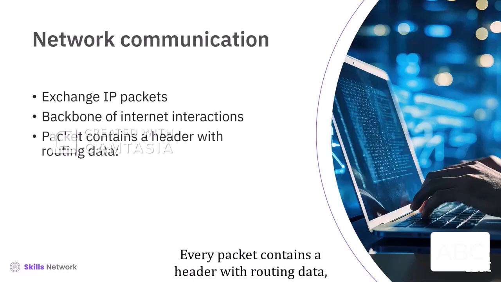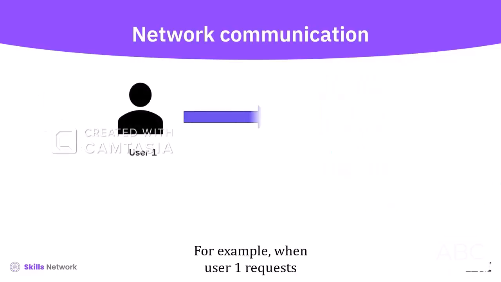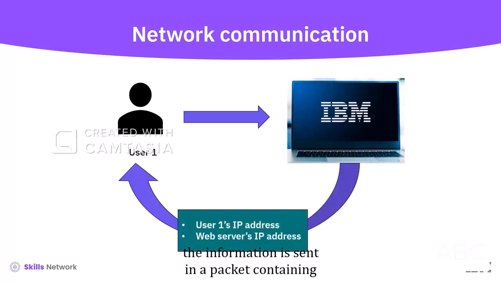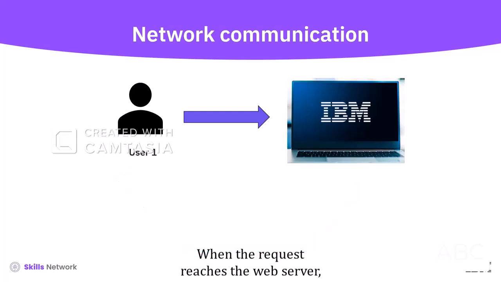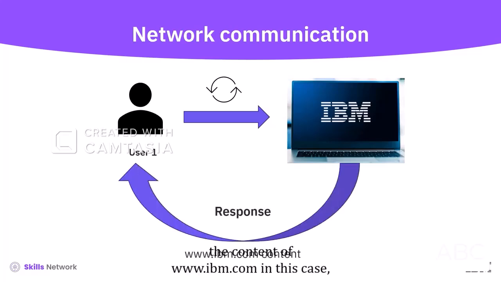Every packet contains a header with routing data, including the source and the destination address. For example, when user 1 requests the IBM.com website, the information is sent in a packet containing user 1's IP address and the web server's IP address. When the request reaches the web server, it will process the request and send the result, the content of www.ibm.com in this case, to user 1's IP address.